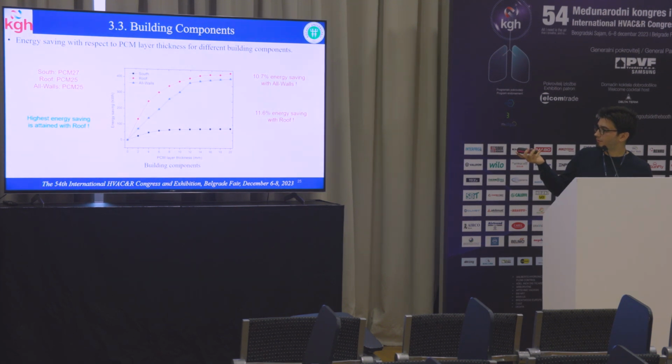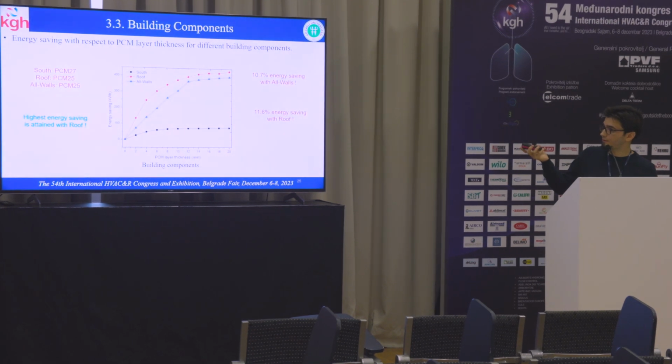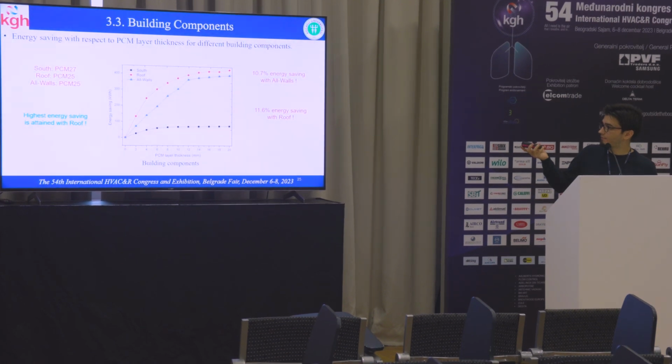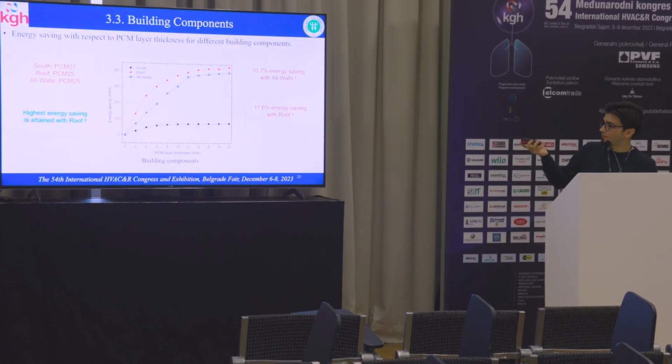So here we have the building components comparison: south wall, roof and all walls. And we see here that the best case for PCM placement is roof, because it provides us 11.6% energy saving. And the other one is all walls, and it provides us 10.7% energy saving. And the last one is south.